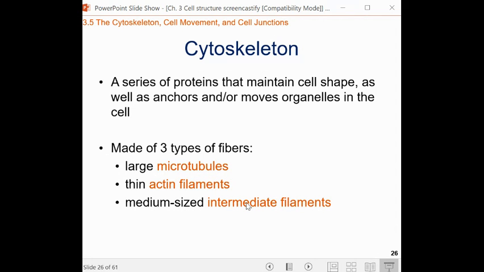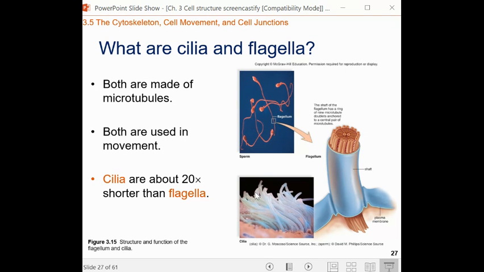There's even some medium-sized intermediate filaments, but these are all used to kind of give the skeleton inside your cell structure. Cilia and flagella are also made of proteins, but they are put together in such a way that they allow movement to happen. Here you can see the shaft of a sperm. It has these microtubules that allow for the movement of that sperm. Here you're seeing cilia. This was probably taken out of a lung where you can see these little tiny hairs that, well, they're not really hairs, but they're made out of proteins that allow you to move things around in your lungs.